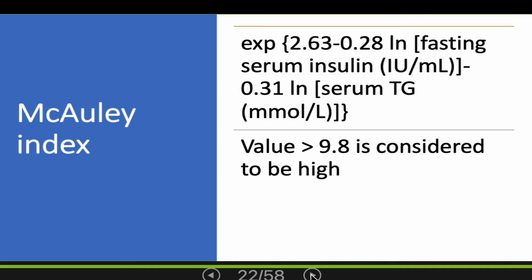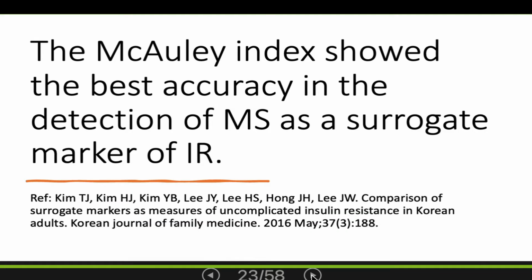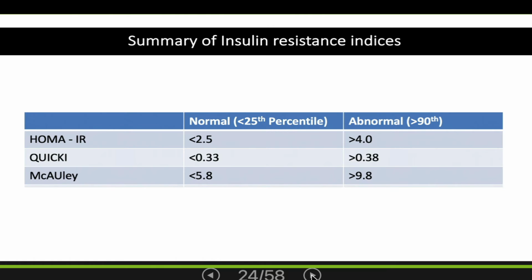But the McAuley index is a very sensible index because it uses other surrogate markers like triglyceride, which is a very important marker of insulin resistance. So this is the one, and in fact in clinical studies also, the McAuley index has been found to have the best correlation with the clinical parameters of insulin resistance. As you can see from this study from Korea, the McAuley index compared to other indices showed the highest accuracy in detection of metabolic syndrome as a surrogate marker of insulin resistance.